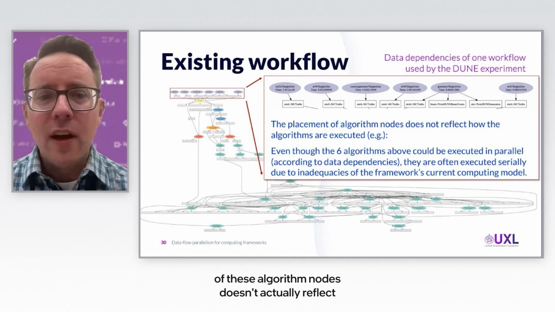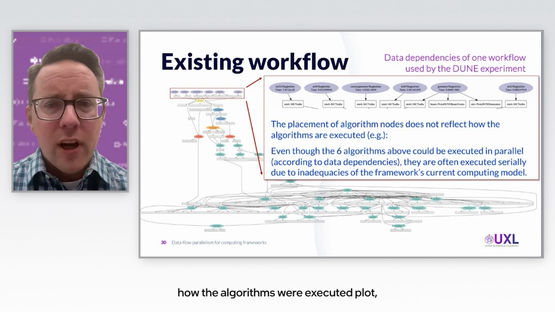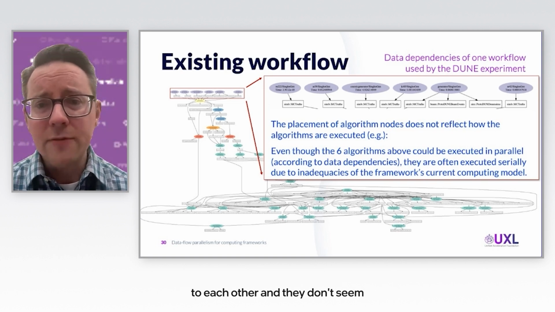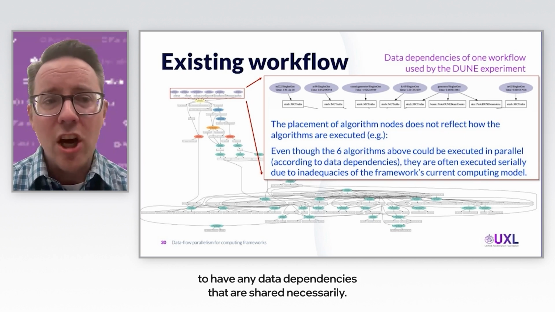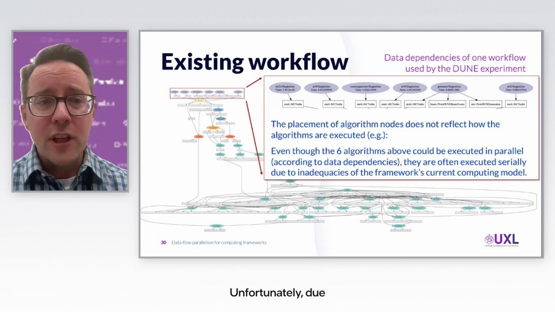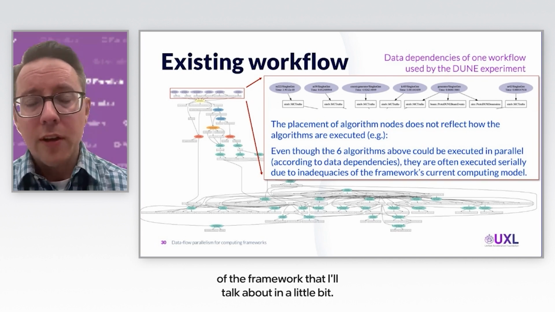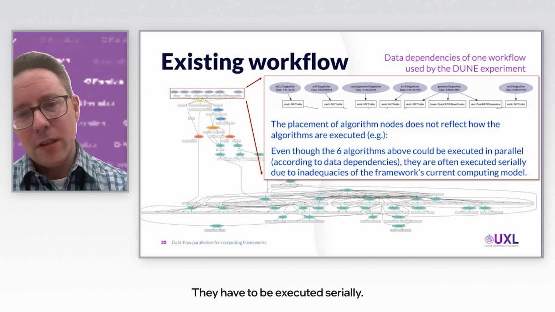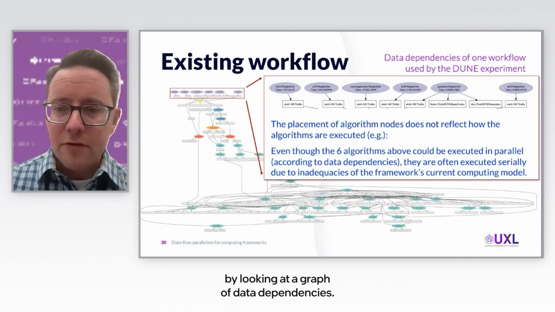Unfortunately, the placement of these algorithm nodes doesn't actually reflect how the algorithms were executed. In this graph, you see 6 algorithms that are right next to each other, and they don't seem to have any data dependencies that are shared necessarily. In principle, they could be executed in parallel. Unfortunately, due to limitations in the current computing model of the framework that I'll talk about in a little bit, they can't be executed in parallel. They have to be executed serially. So this is another limitation that you cannot see just by looking at a graph of data dependencies.